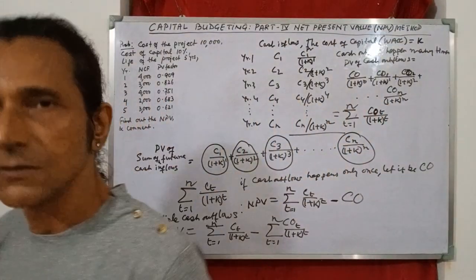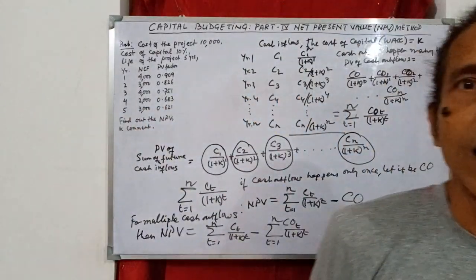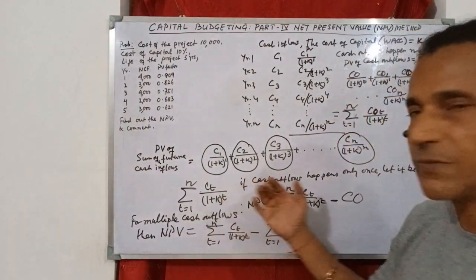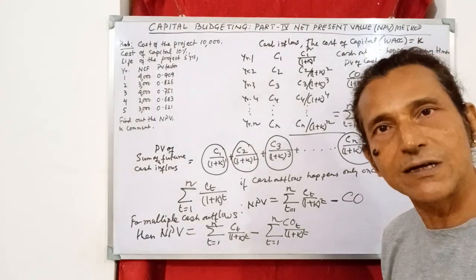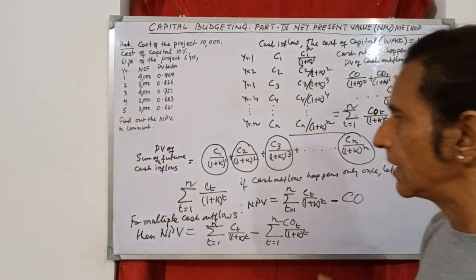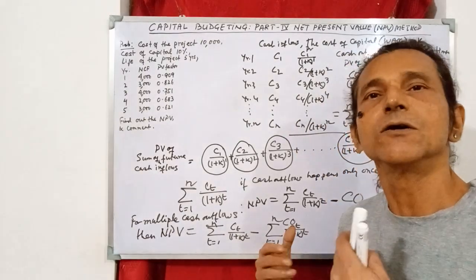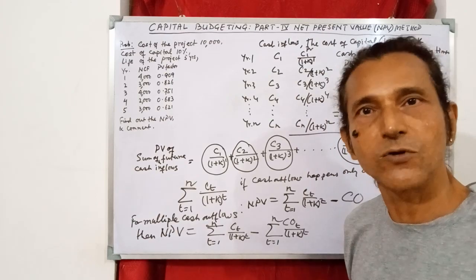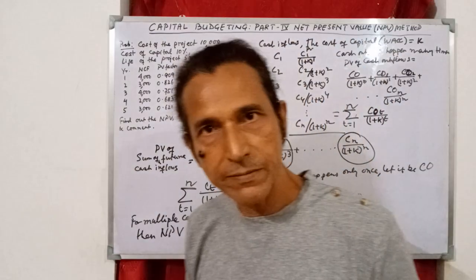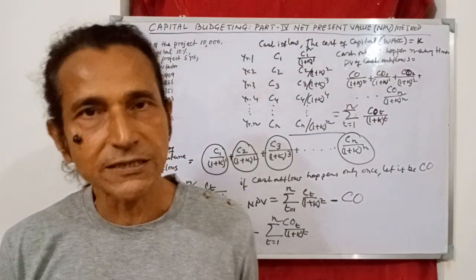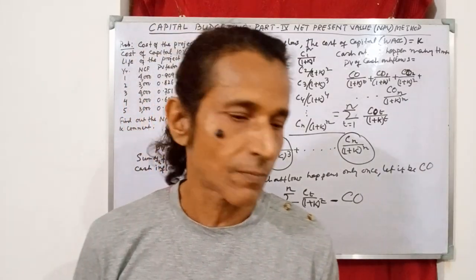Correct? So we have discussed what net present value is, how you can compute the present value of cash inflows, how you can compute the present value of cash outflows, and ultimately how you can find out the net present value, and what the criteria are for choosing a project according to this method. And I have also discussed the advantages and limitations of the net present value method.